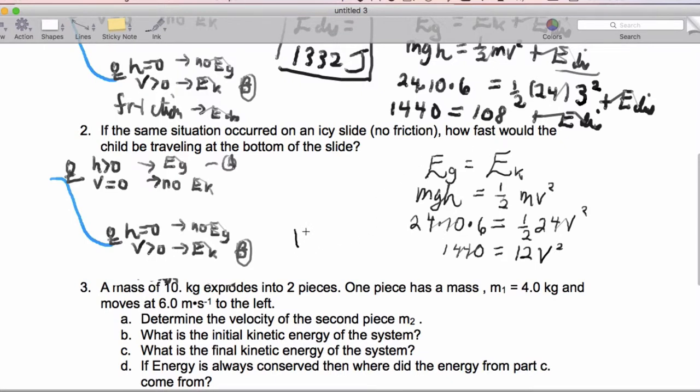And when we isolate v, what we'll end up getting is the square root of 120, which is about 10, I'm going to round this up to 11 meters per second.